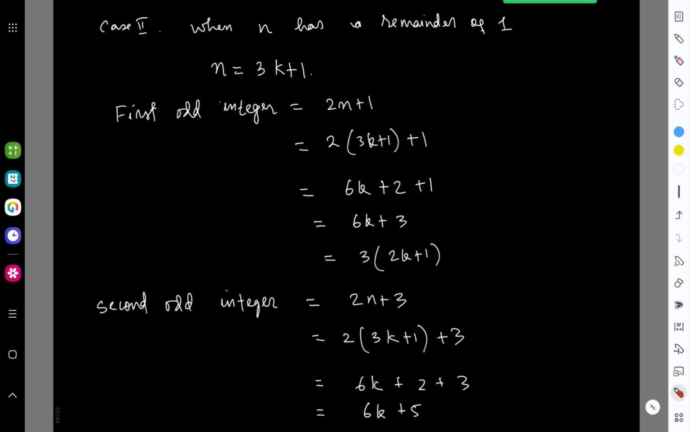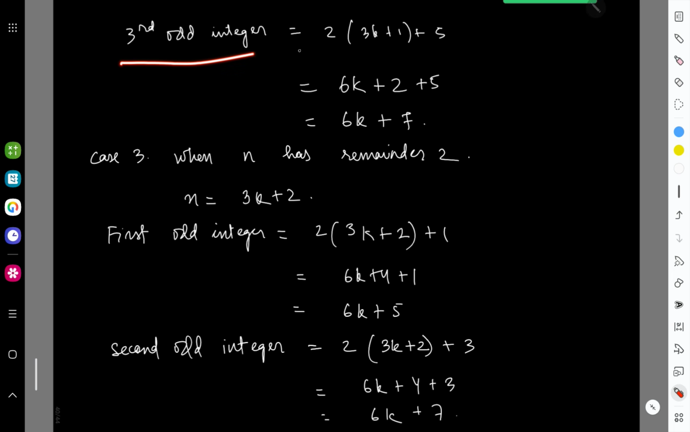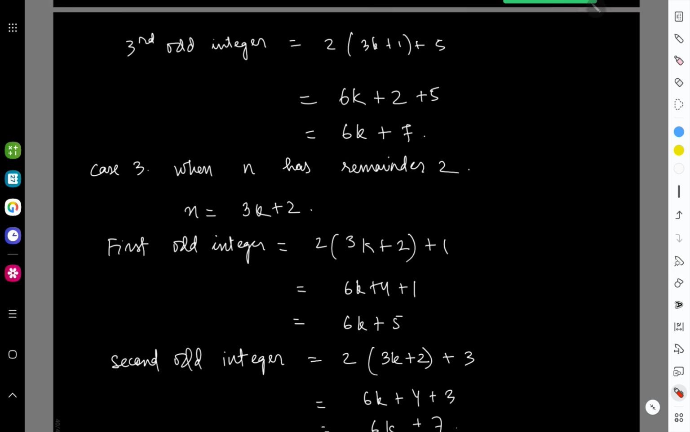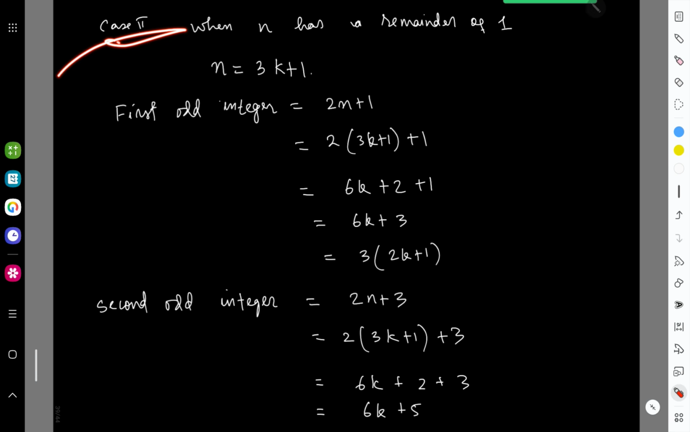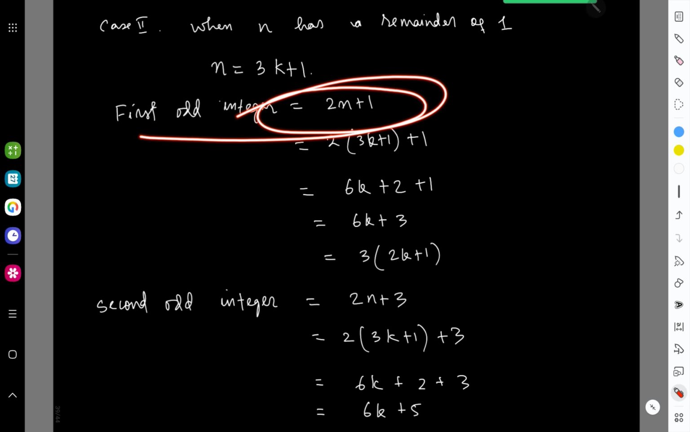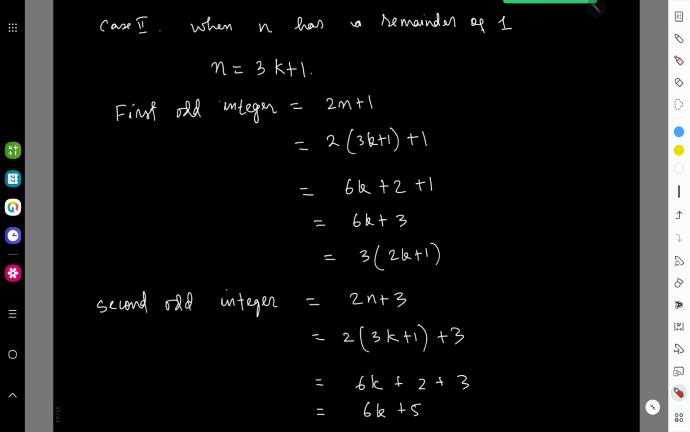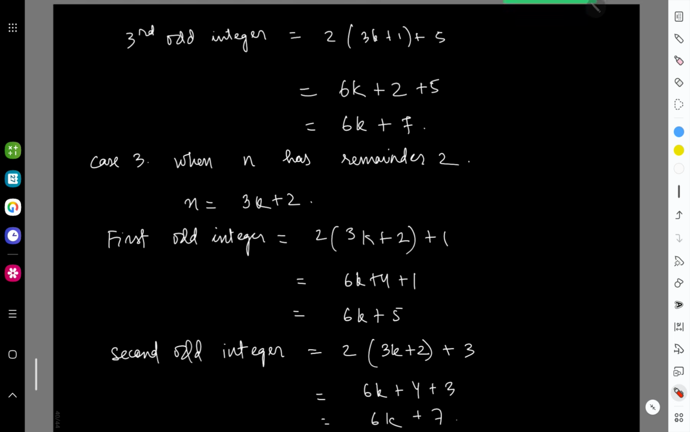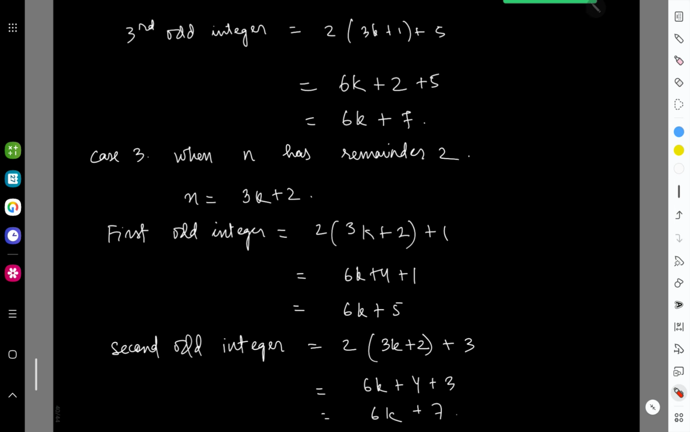Checking the second odd integer, we get 6k plus 5. This is not a multiple of 3. For the third odd integer, we get 6k plus 7. This is not a multiple of 3. So for the second case, 2n plus 1 is a multiple of 3. Now let's move on to when the remainder is 2, that is 3k plus 2. When n has remainder 2, n is equal to 3k plus 2.